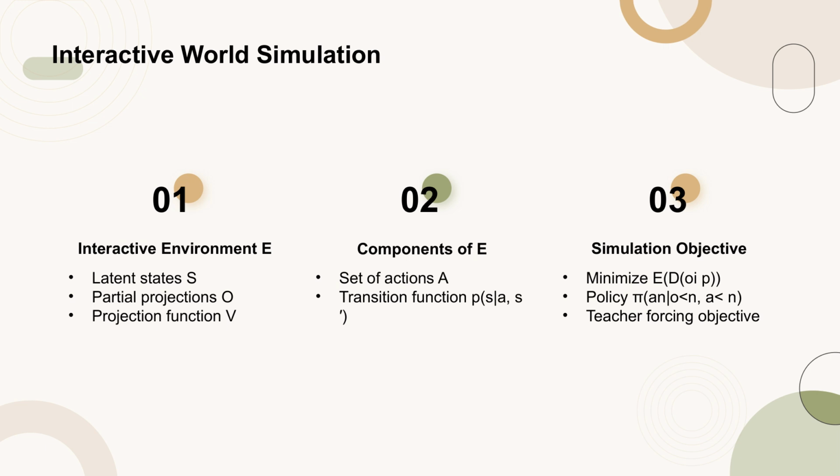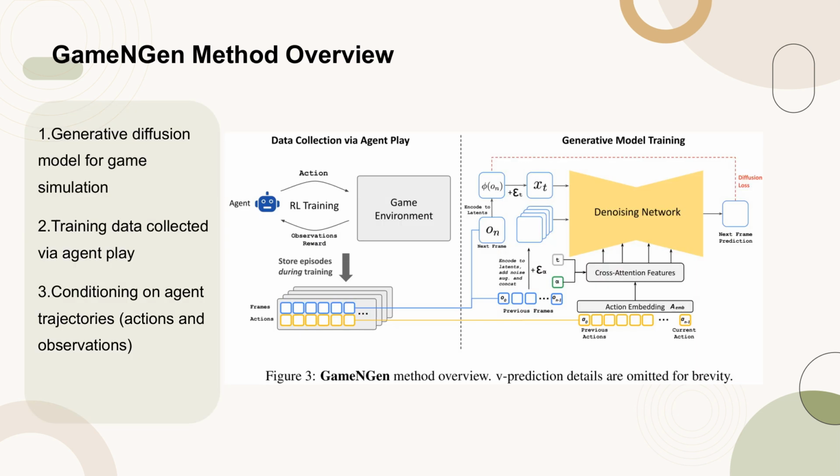The interactive world simulation aims to minimize the expected distance between observations from the environment and the simulation under a given policy pi, which determines actions based on past observations and actions. The training of the generative model always employs the teacher-forcing objective, where the environment E is simulated by autoregressively sampling observations. Figure 3 provides an overview of the GameNGen method, which is a generative diffusion model designed to simulate games.